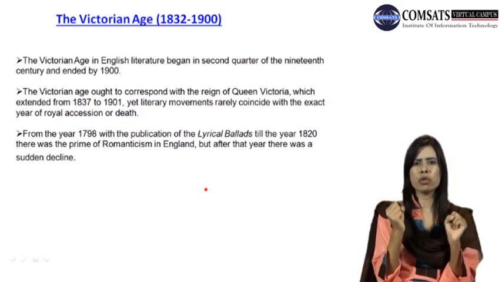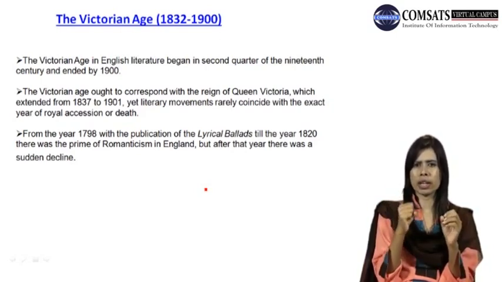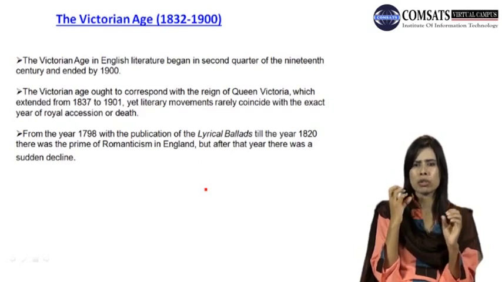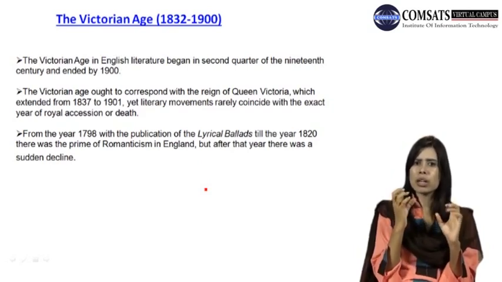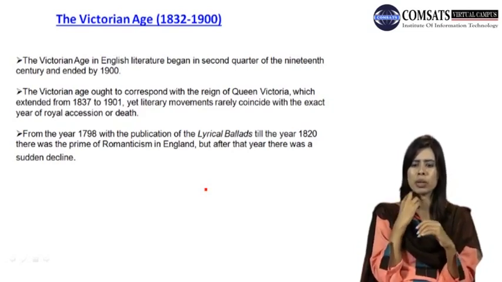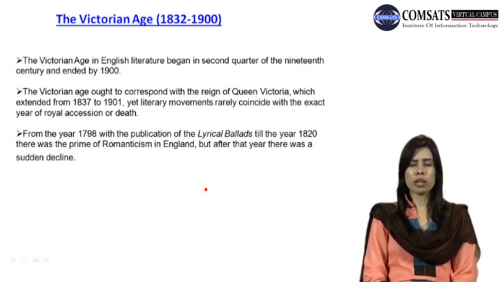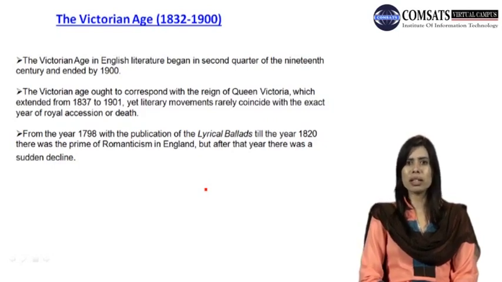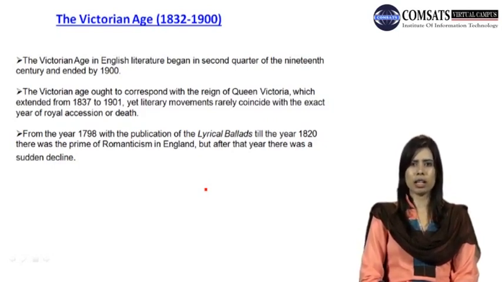The very fruitful period in the history of English literature is that of the Romantic poets. They ruled, and their publications are very famous. It began with the publication of the Lyrical Ballads by William Wordsworth and Coleridge, and they ruled until about the year 1820. There was a sudden decline after that, and then the Victorian period took over England.